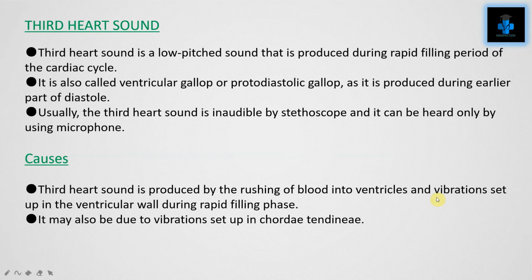Causes for third heart sound. The third heart sound is produced by the rushing of blood into the ventricles and vibrations set up in the ventricular wall during rapid filling phase. It may also be due to vibrations set up in the chordae tendineae.